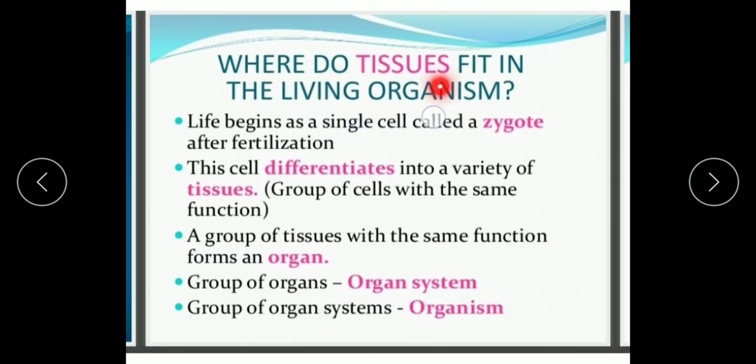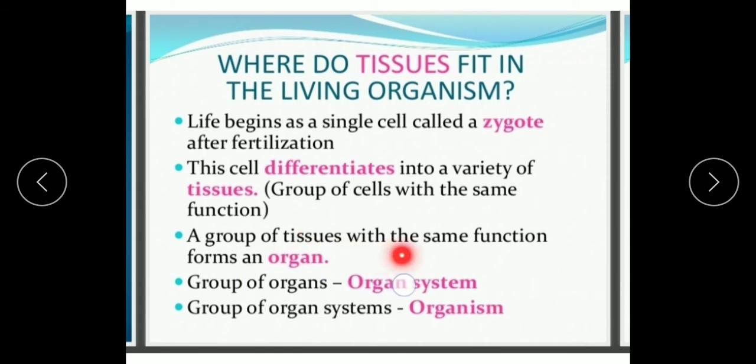So where do tissues fit in the living organism? Life begins as a single cell called a zygote after fertilization. The zygote is a single diploid cell. These cells differentiate into a variety of tissues. A tissue means a group of cells with the same functions.